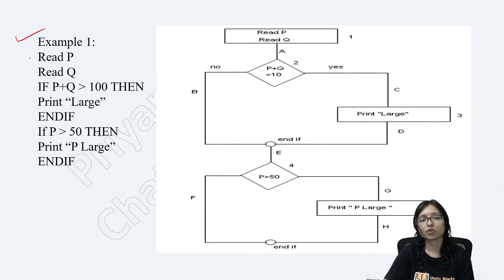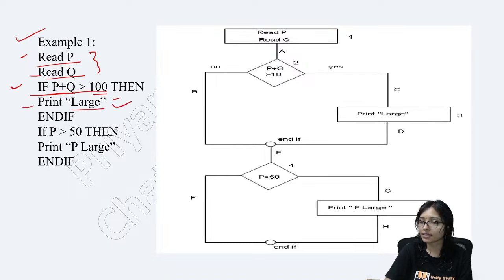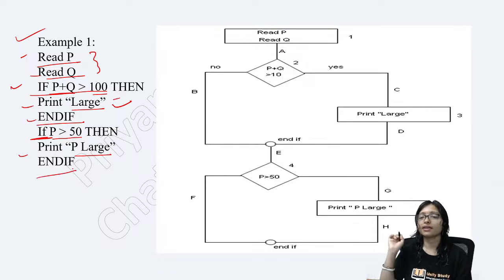See that this is a program. Read P, read Q. Here you are taking input. This is a statement here. After that you are checking the condition if P plus Q greater than 100. That is one condition here. Then we are printing large. That is another statement. End if, here the if is ending. Then again another if is there. This if is checking P greater than 50. That is one statement. Print P large, that is another statement, and it is end if.